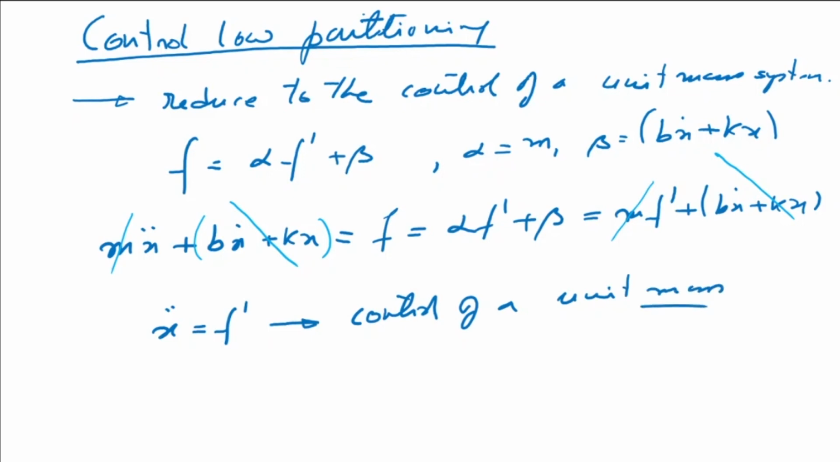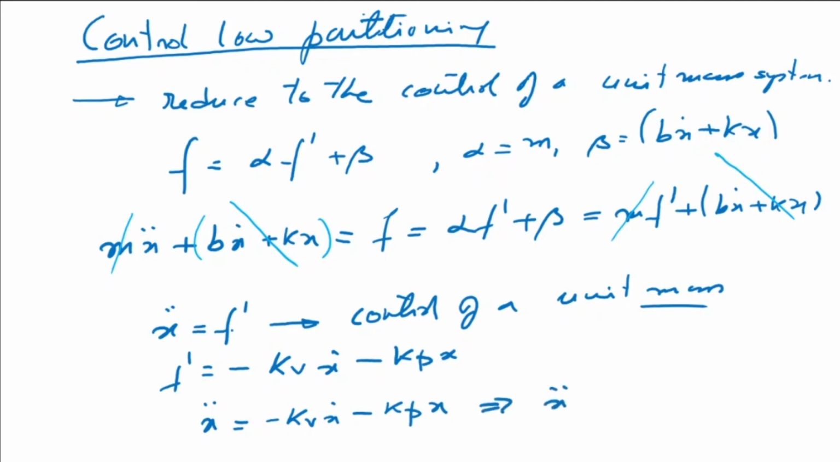Now how do we control this? We make the assumption that f dash is equal to minus kv into x dot minus kp into x, and we put it into this equation. So what we get is x double dot is equal to minus kv into x dot minus kp into x, and from here we get x double dot plus kv into x dot plus kp into x is equal to 0.